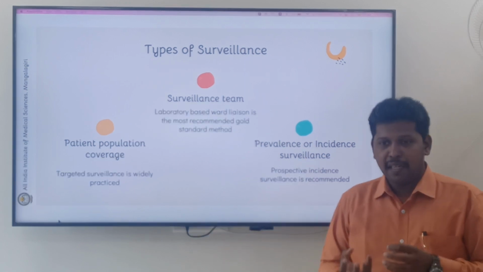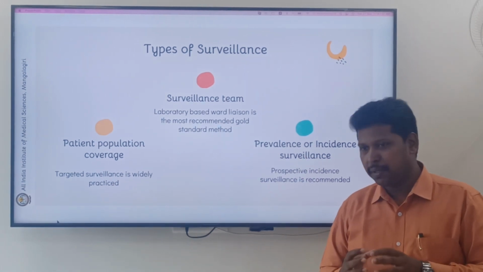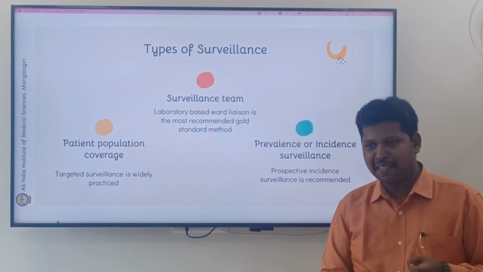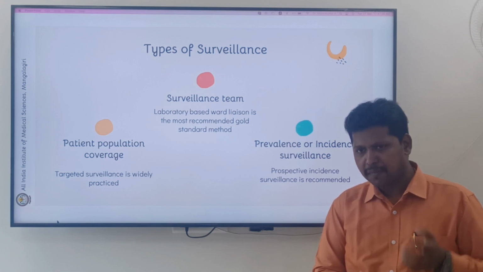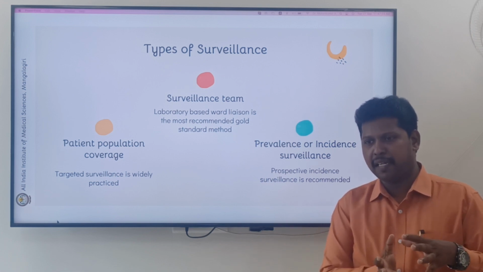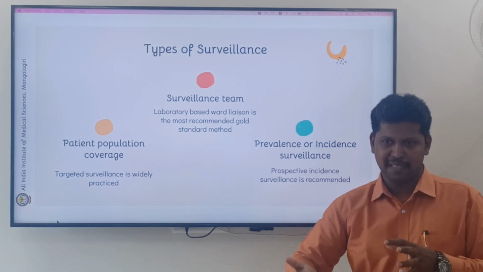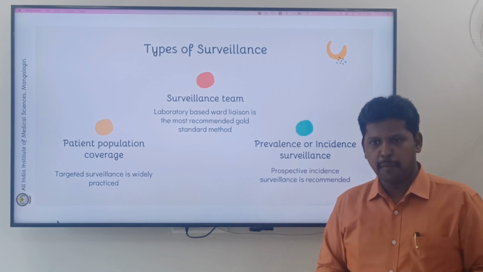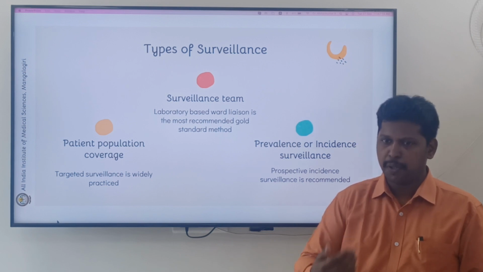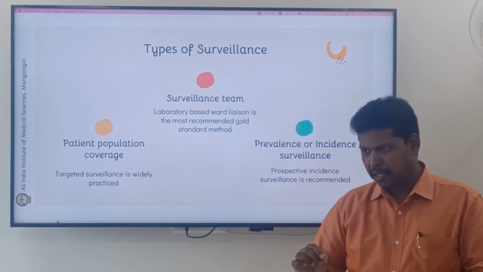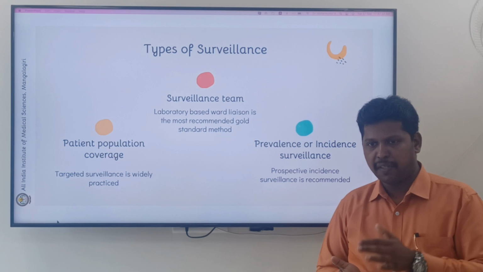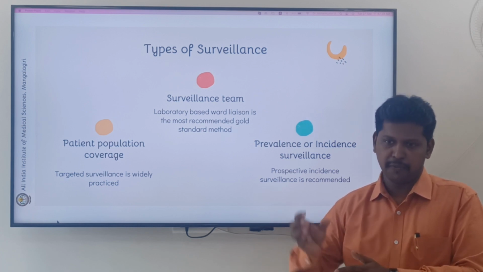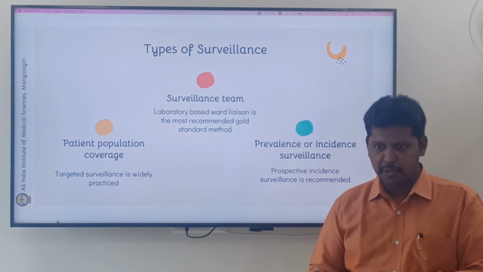Surveillance team. So who will do that surveillance? It can be done by multiple methods. In the ward, whenever a patient gets an infection, they can collect all the data, analyze it and present it. That is one thing. Then from the laboratory side, we are getting the samples and reporting them as culture positive. So we can collect the whole data: this month, this many culture positives have come from this ICU. That way also we can do.